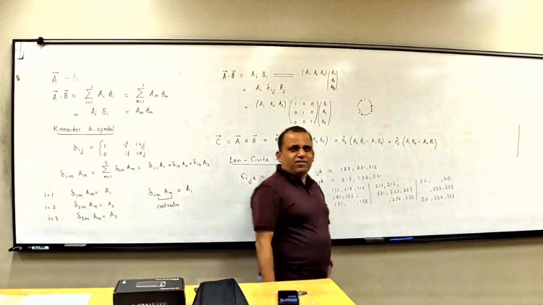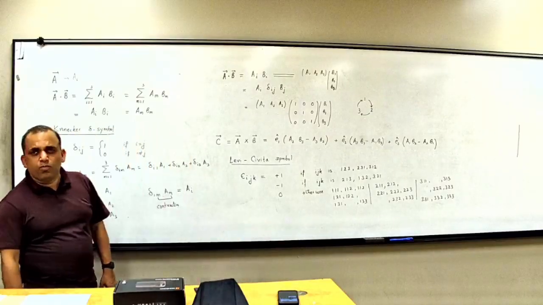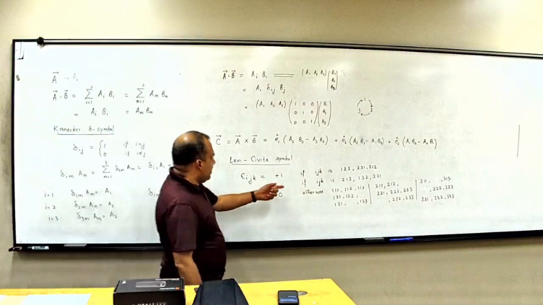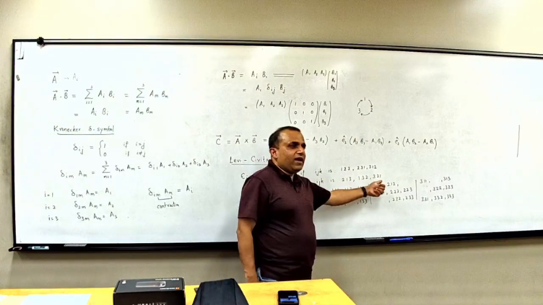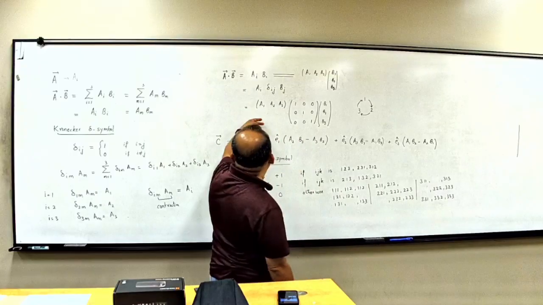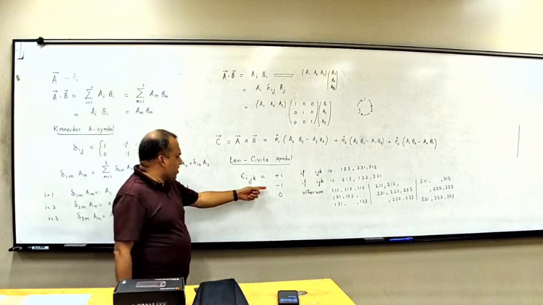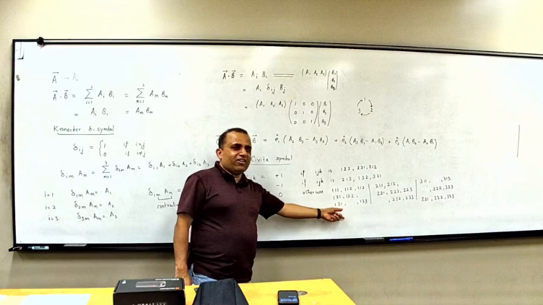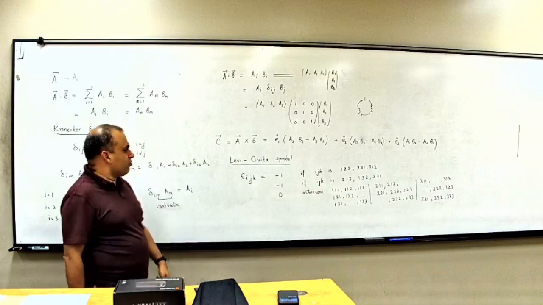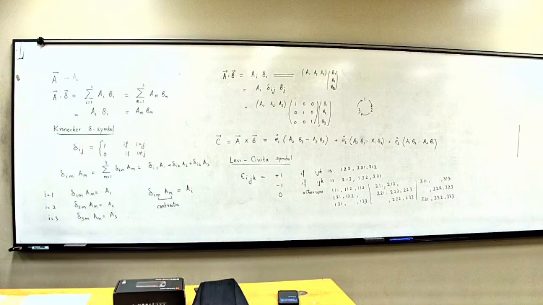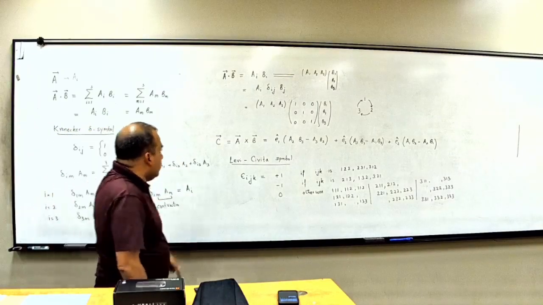Is that clear? Right, 21 components are 0. 3 are plus 1 and 3 are minus 1. That's the Levi-Civita symbol. You usually just say otherwise, you never list them like this, but at least once you have to convince yourself that there are 27 components and those are the ones that we are talking about.